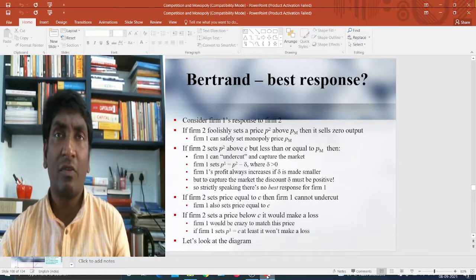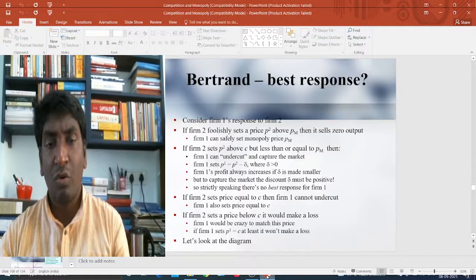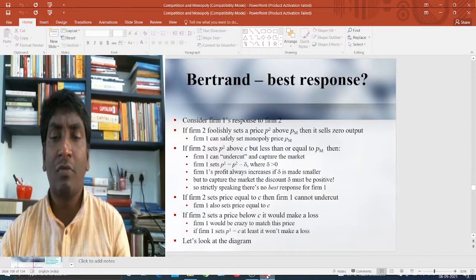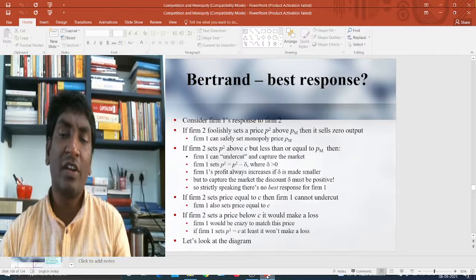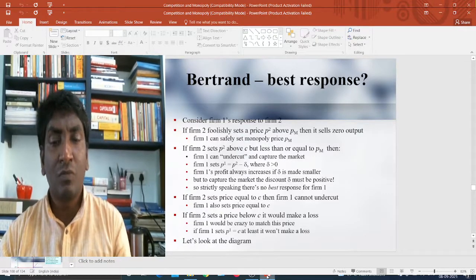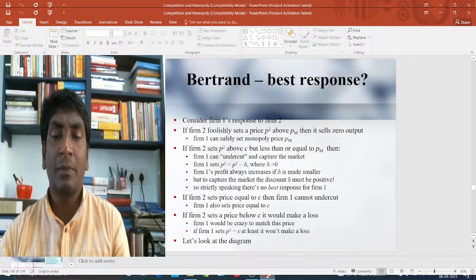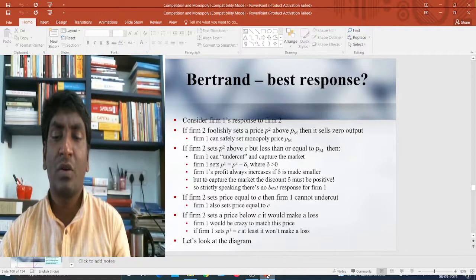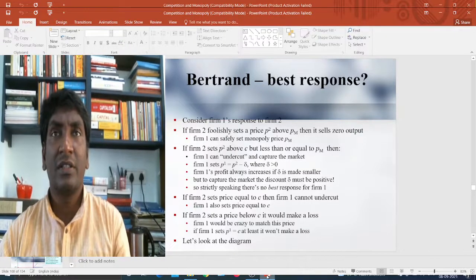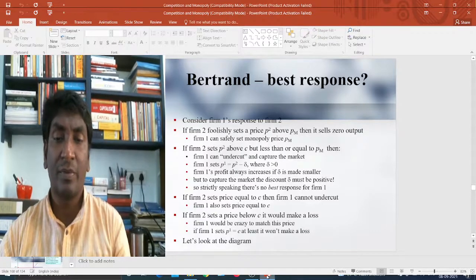Then naturally the second firm will be taking over the entire market in that sense. So if firm 2 sets P2 above but less than or equal to PM, then firm 1 can undercut and capture the market. Firm 1 sets P1 equal to P2 minus delta, where delta is greater than 0. So firm 1's profit always increases if delta is made smaller. But to capture the market, the discount delta must be positive.